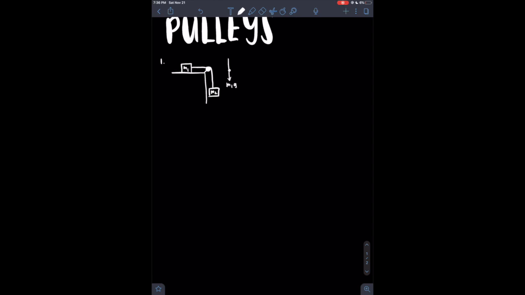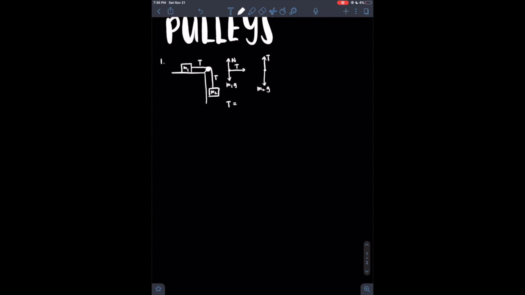For m1, there is the force of gravity pulling the mass down, the normal force pulling it up, and the tension pulling it to the right. For the second mass, m2, there's gravity pulling it down and the tension pulling it up. So using these diagrams, we're going to write our equations.